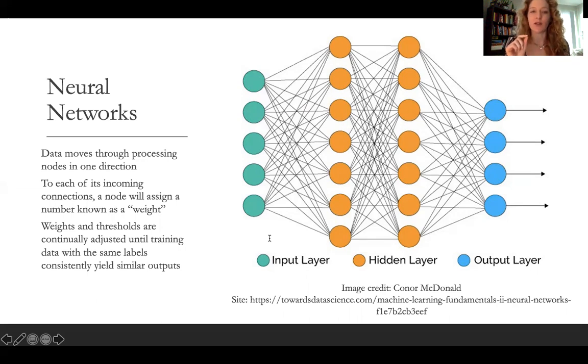Each node is assigned a weight. To each of its incoming connections, a node will assign a number known as a weight. If that number is below a certain threshold, the node does not pass any data on, so it stops. If the number exceeds the threshold value, the node fires, right? So it sends the number to all its outgoing connections. During training, the weights and thresholds are continuously adjusted until training data with the same labels consistently yield similar outputs at the end.